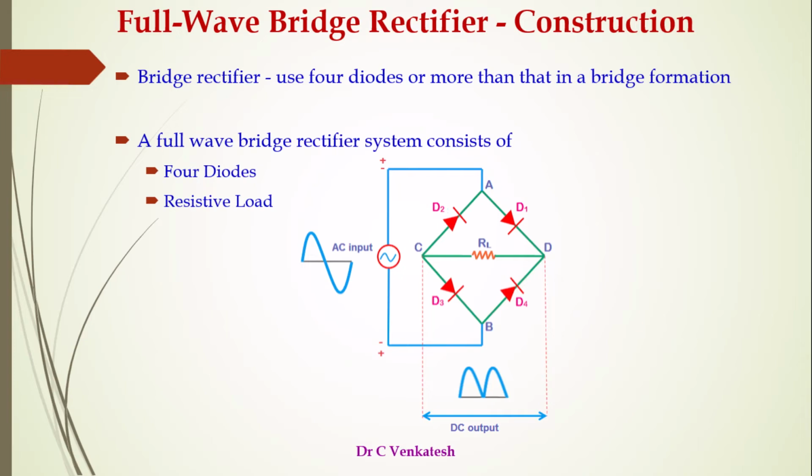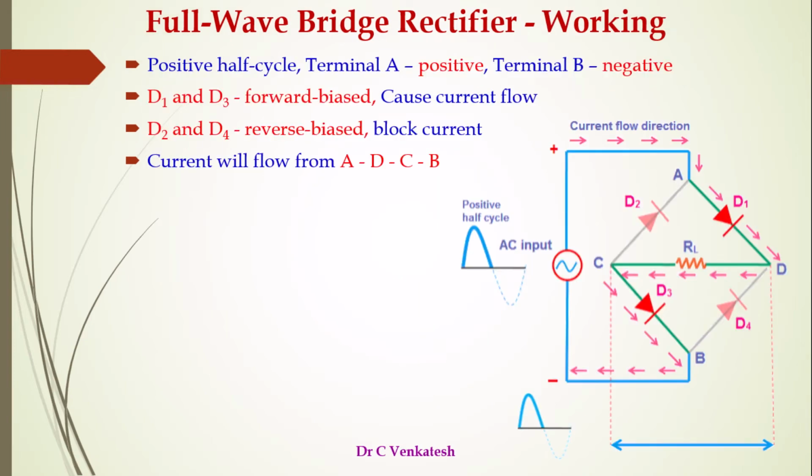Working principle of the full wave bridge rectifier. The circuit is made as shown in the circuit diagram. Supply voltage AC is connected across the bridge. During the positive cycle of the input signal, terminal A is positive with respect to terminal B, that is, terminal B is negative. It causes diodes D1 and D3 to be forward biased, and the current will flow through them.